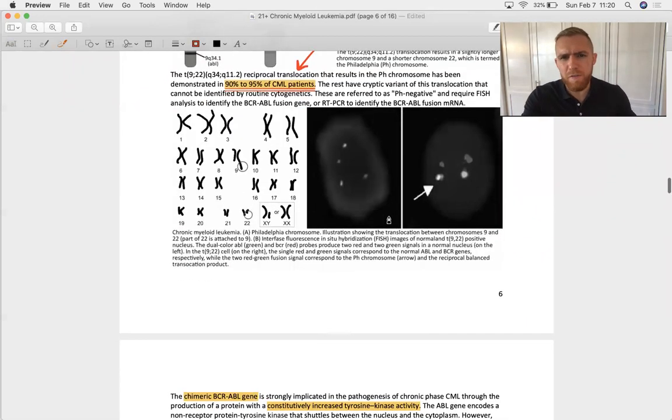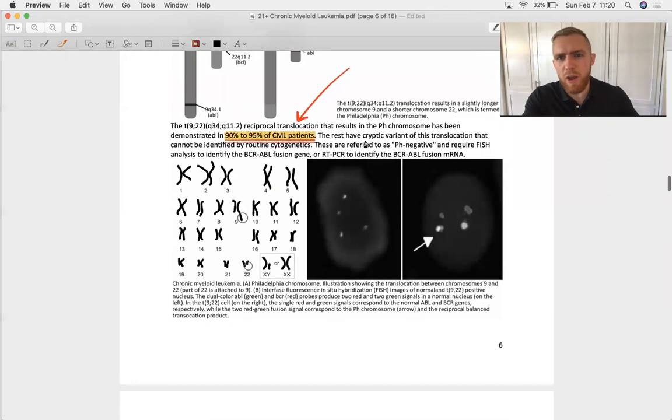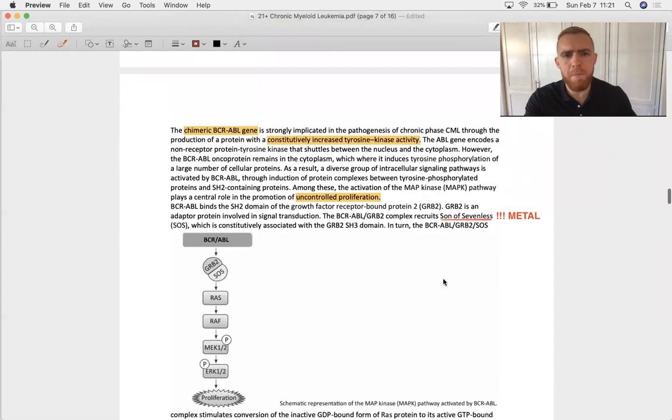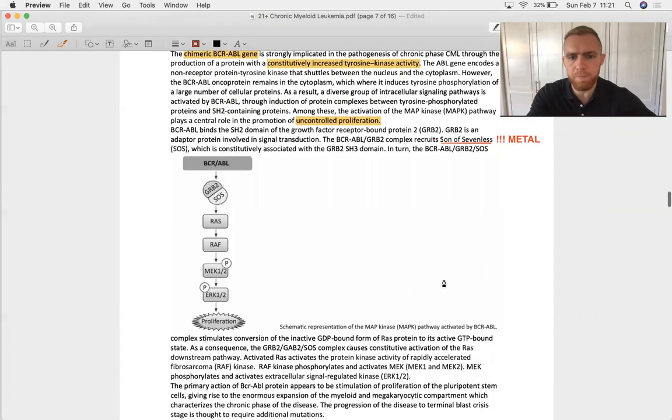And the other 5 to 10% of the time, there's a quote unquote cryptic variant of this translocation that is very tough to identify. And we would call that Philadelphia chromosome negative, even though the same BCR-ABL fusion product is still present. So the chimeric gene is again constitutively activated. It's a tyrosine kinase. You can't turn it off. You get persistent growth pathway signaling leading to uncontrolled proliferation. That's the carcinogenesis of CML.